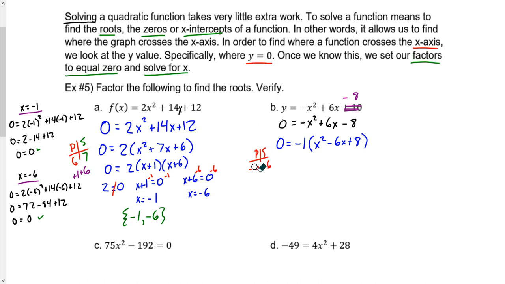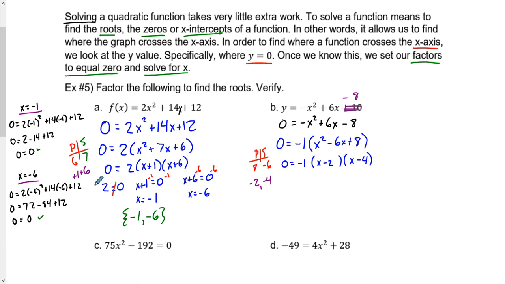Just have to change my product. 1 multiplied by 8 is 8. And the two numbers that would have a product of 8 and a sum of -6 will be a -2 and a -4. Now we're good to go. Have our factor of -1. Make our two sets of brackets. X subtract 2, X subtract 4.